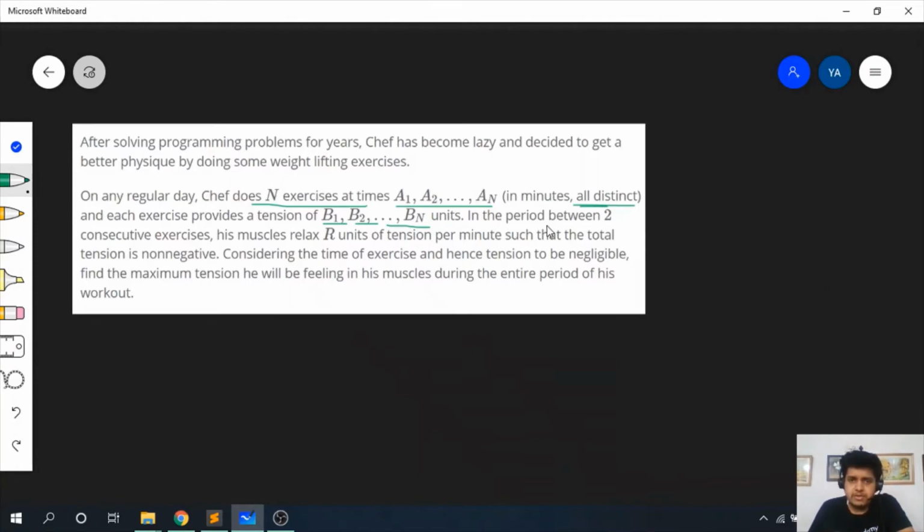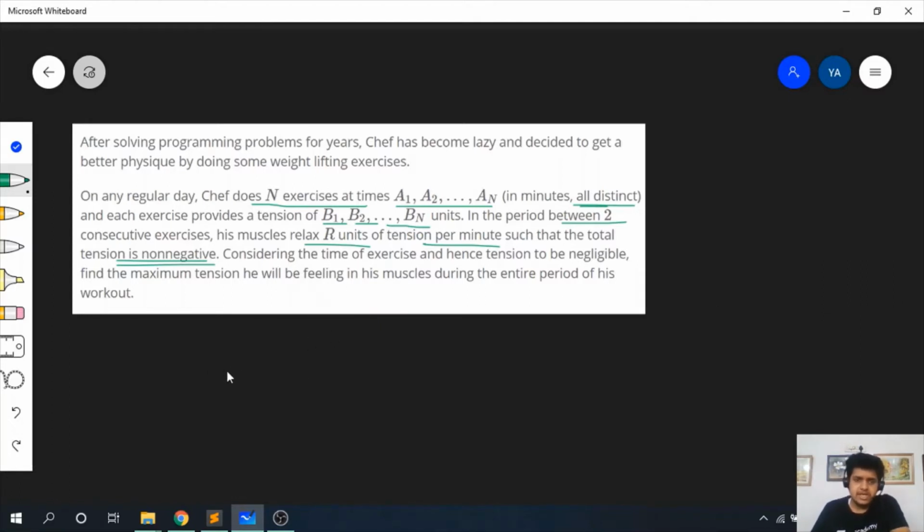In the period between two consecutive exercises, his muscles relax R units of tension per minute, such that the total tension is non-negative. So considering the time of exercise and hence the tension to be negligible, find the maximum tension he will be feeling in his muscles during the entire period of his workout.